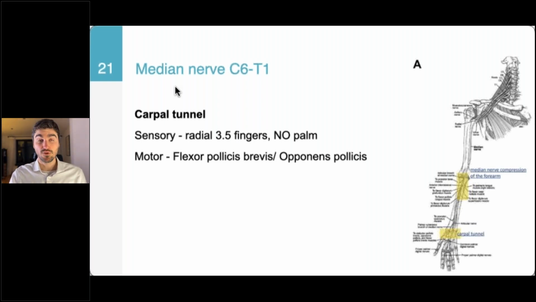Sorry, I said that wrong. Adductor pollicis brevis. So this one here, it looks pretty similar, right? This one here has a slight ulnar deviation, so you could use this one instead. So flexor versus opponens, but opponens I think is easier.